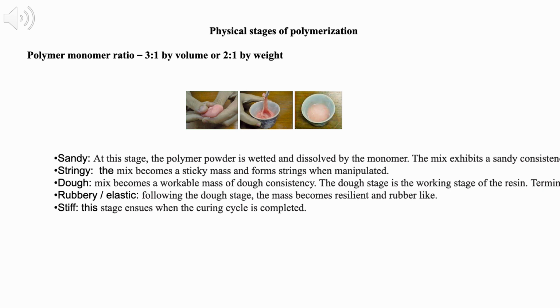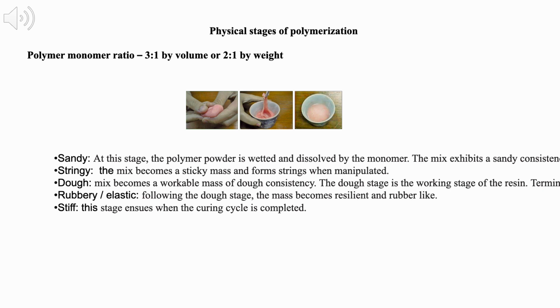Dough. Mix becomes a workable mass of dough consistency. The dough stage is the working stage of the resin. Termination of stage 2 and starting of stage 4 is the working time. 5 minutes of dough moldability is considered to be the adequate working time.